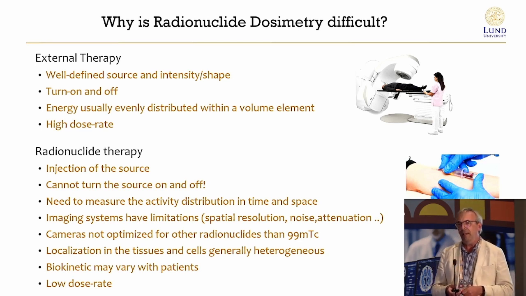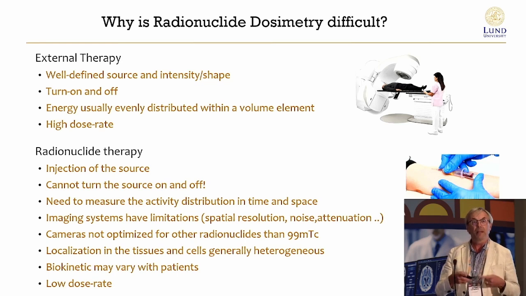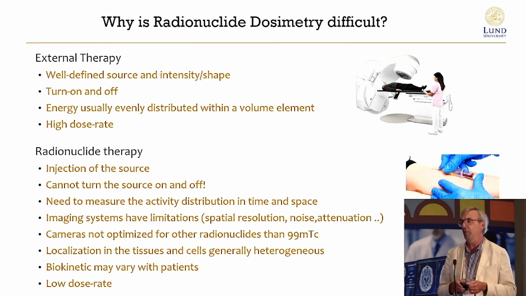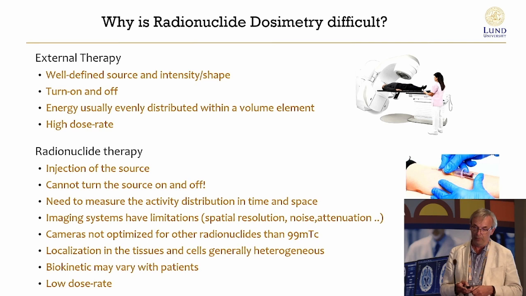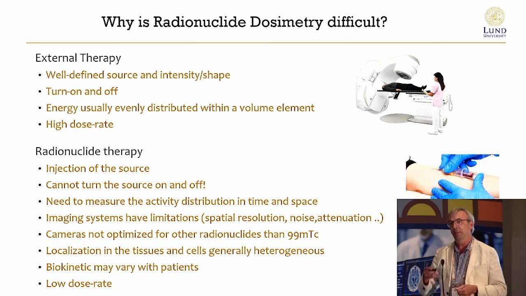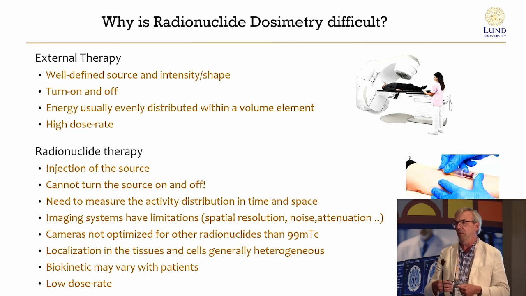And often we use cameras that really are not optimized for these radionuclides. They are often optimized for diagnostic imaging with technetium and so on. So we could have better cameras for this type of radionuclides. And then there is a redistribution, so we have to measure not only one image, but in principle several images to see how this distributes, how it goes out from the organ.